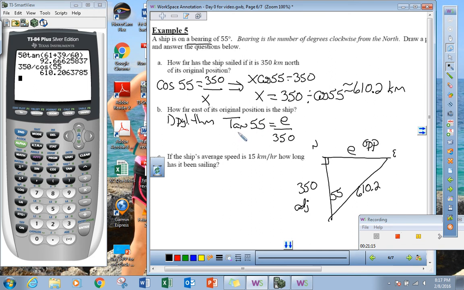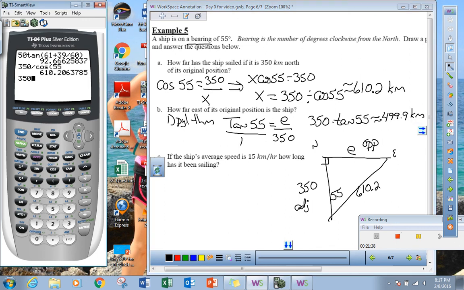This one's going to be pretty nice because when I cross multiply, my variable's by itself. So I'm going to take 350 times the tangent of 55, and I'm going to get about 499.9 kilometers. So I went 350 times tangent of 55. So right there. Like I said, guys, you could also use the Pythagorean theorem.